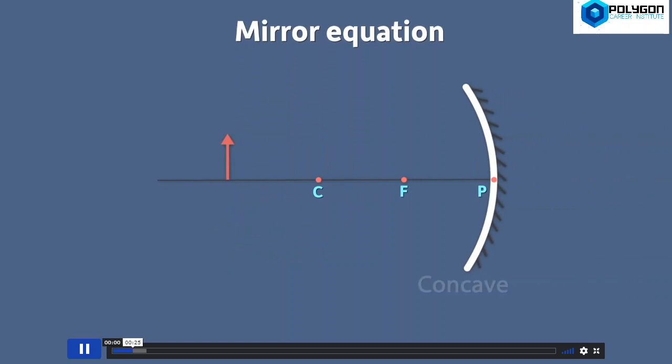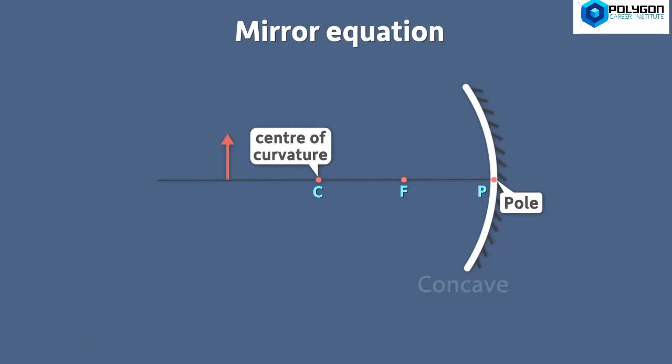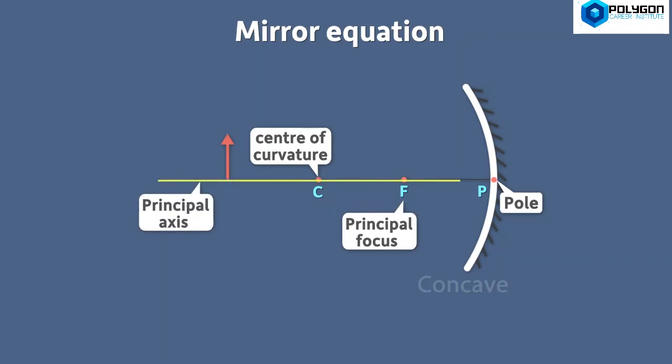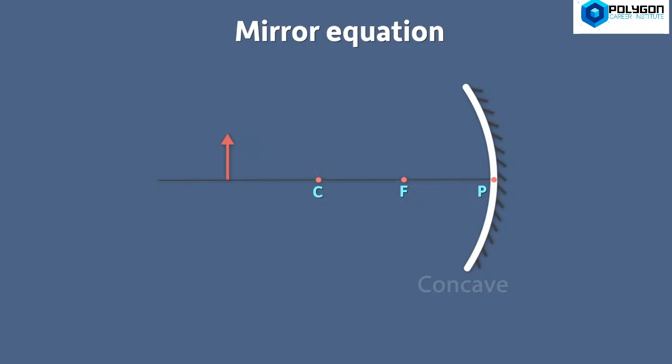You are already familiar with all these symbols. P is the pole, C is the center of curvature. It is the center of a sphere of which the reflecting surface is a part. The midpoint of C and P is the principal focus F. And finally the line which joins all of them is the principal axis. Suppose that our object is kept behind C at a finite distance away from the mirror.